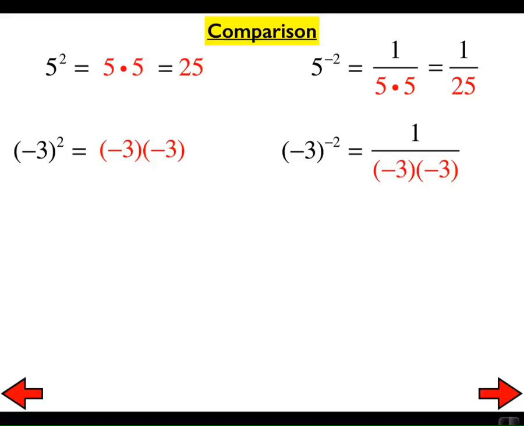So again, hopefully you're starting to develop a pattern in your head right now. On one side, we have 9 with the positive exponent, and on the other side, with the negative exponent, we have 1/9. Let's keep going.